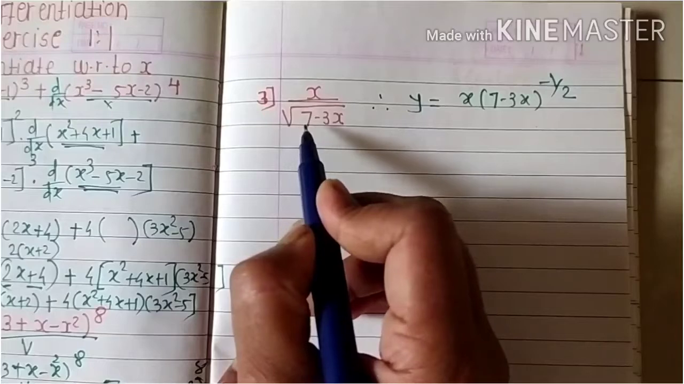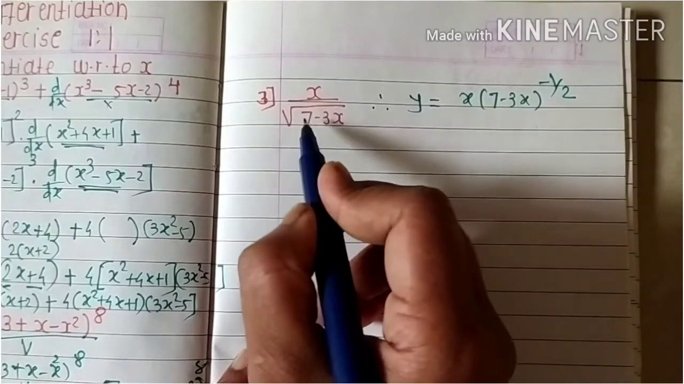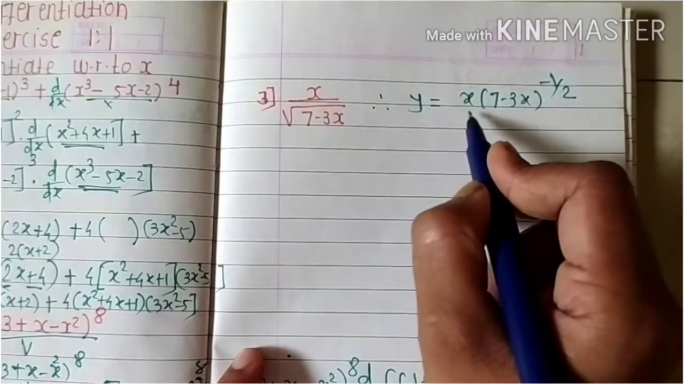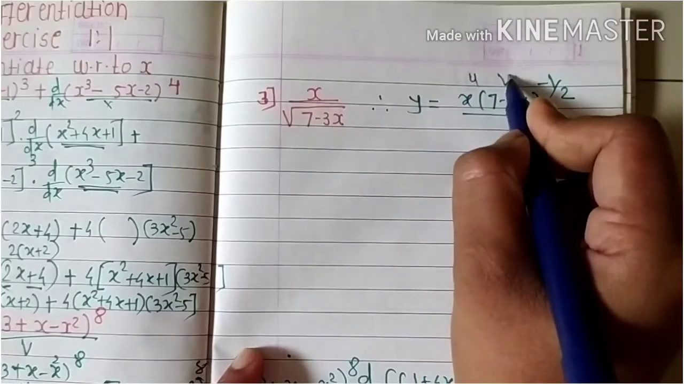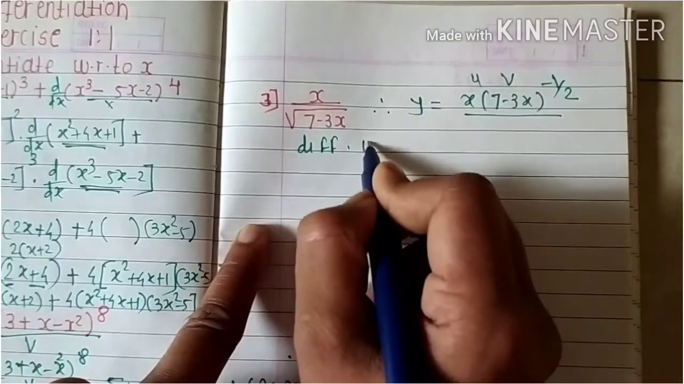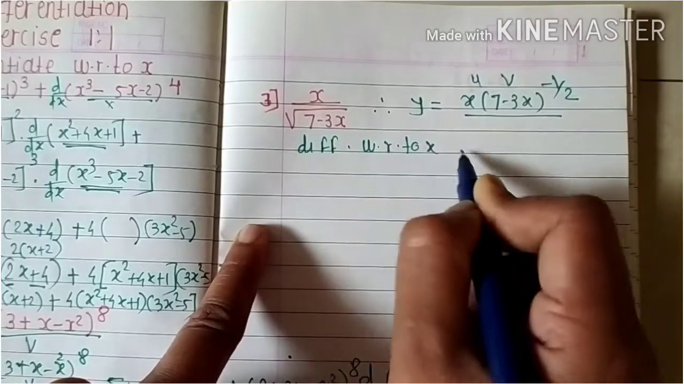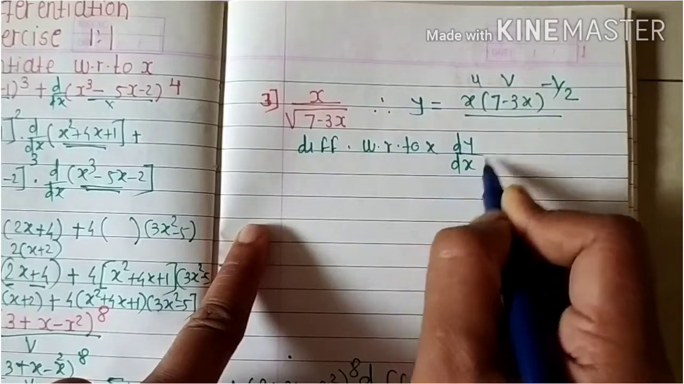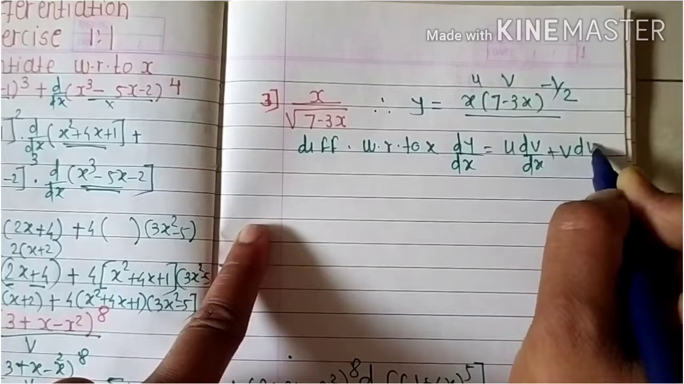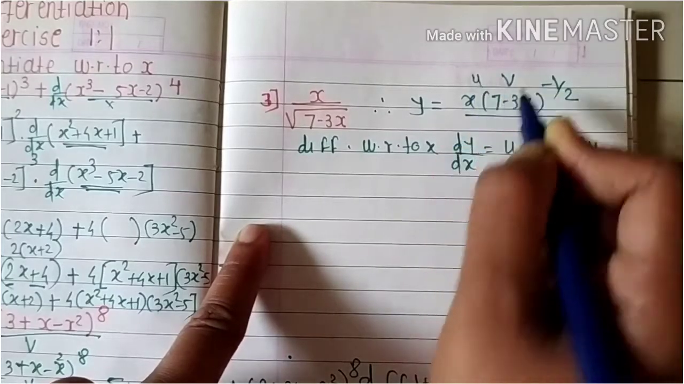Next, y = x divided by the square root of 7 - 3x. We simplify this: the square root term raised to minus 1 by 2, we take it to the numerator, and we apply the product rule, that is the u into v rule. Then differentiating with respect to x, we get dy/dx is equal to u into the derivative of v plus v into the derivative of u. u means this and v means this.